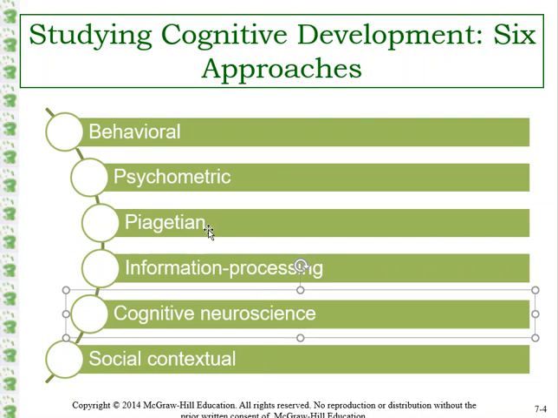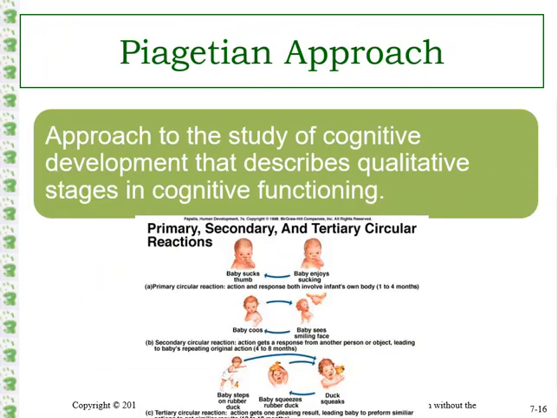So we'll go ahead and start with the Piagetian approach because that's one of the most important topics, I think, overall in child development. And also you'll continue to see this theory as we go throughout the rest of the chapters throughout the course. So I think it's important to talk about it. All right. So the Piagetian approach.